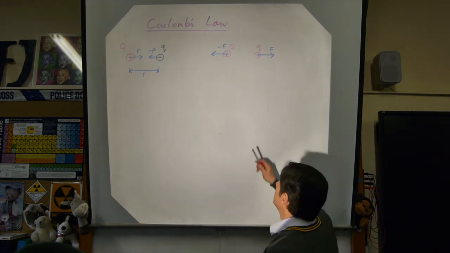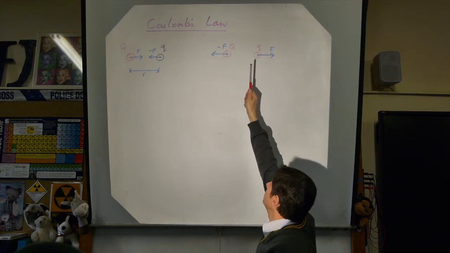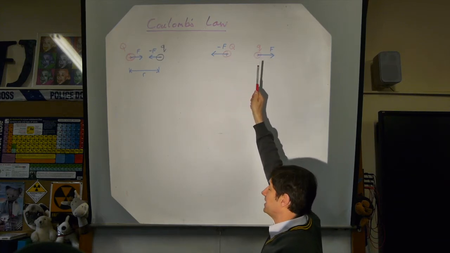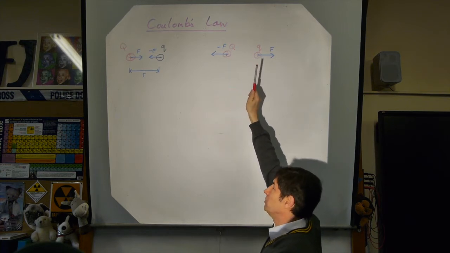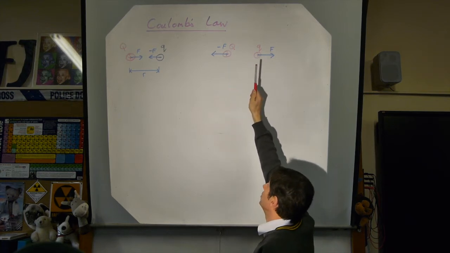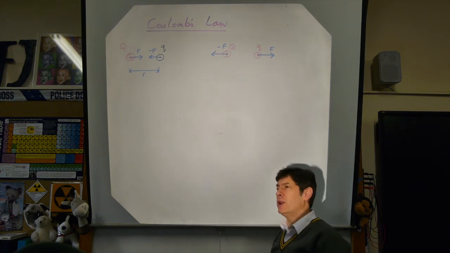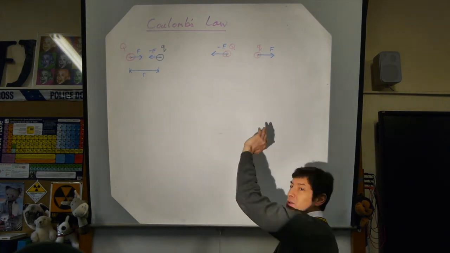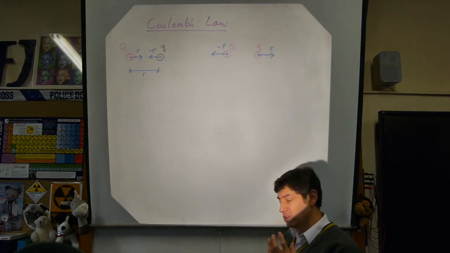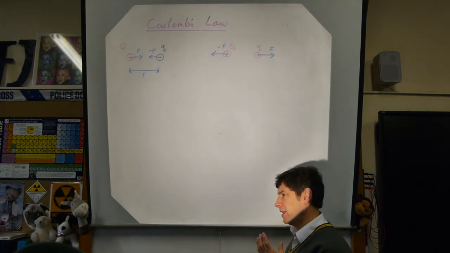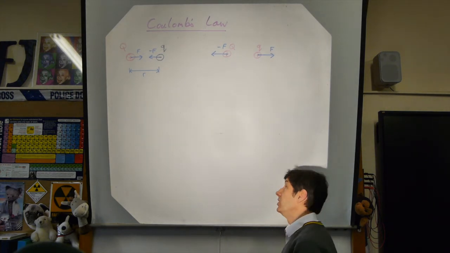But the force of big Q on little q will always be the same as the force of little q on big Q. Have I got that the wrong way around? Did I explain that well? The left one on the right one will be the same force as the right one on the left one. If you spend a little bit of time thinking about that, you'll get it. Let me see if I can do it without getting in a real tangle.